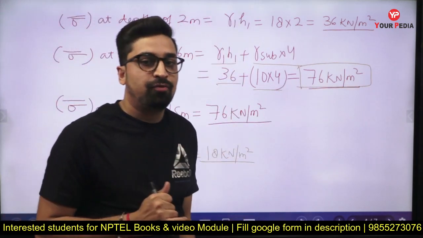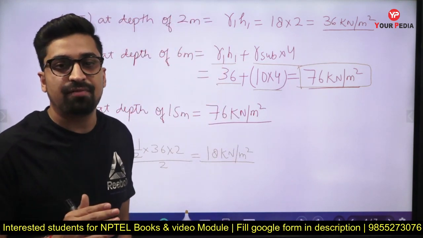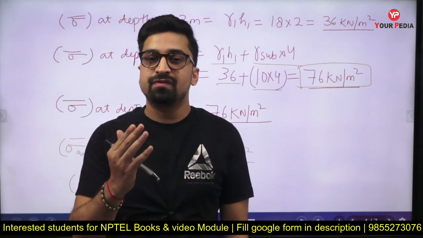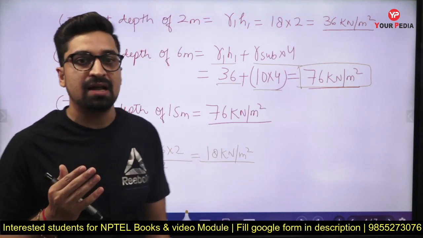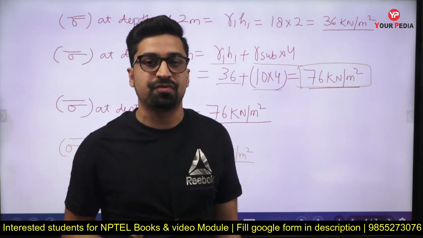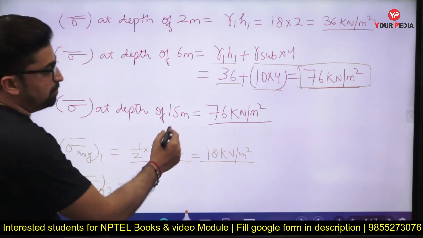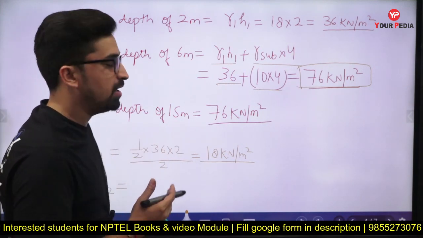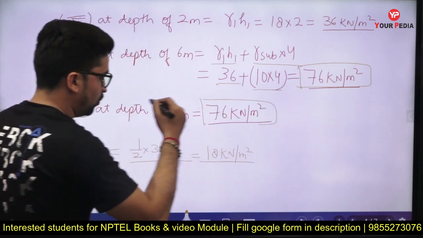And we know that for region 3, the sigma bar value will remain constant, since the depth is greater than the critical depth, and beyond critical depth the effective stress will remain constant. So sigma bar at a depth of 15 meter, or at the bottom of the pile, will remain constant, which will be equal to 76 kilonewton per meter square only.